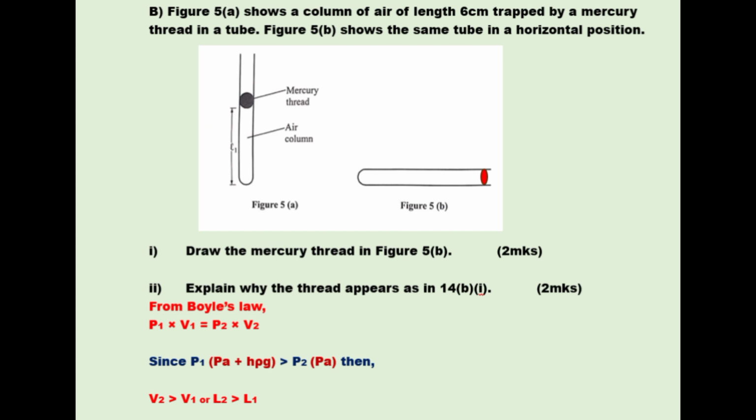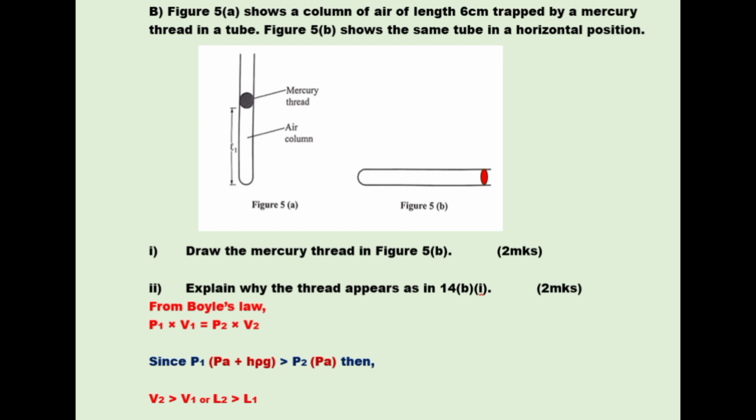Let's go to part B, 14b. Figure 5a shows a column of air of length 6 cm trapped by a mercury thread in a tube. Figure 5b shows the same tube in a horizontal position. So you can see the mercury thread, we have the air column, we have the test tube there, vertical and then horizontal. Draw the mercury thread in figure 5b.